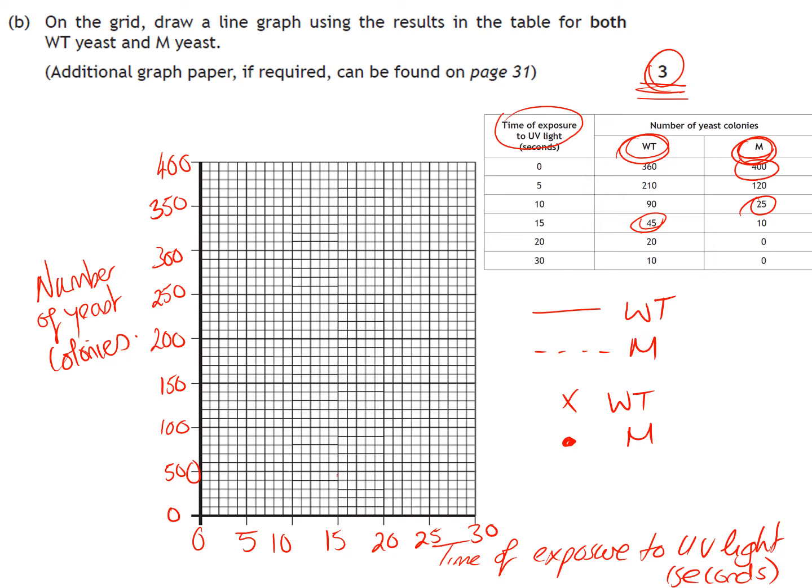So, well, your M1's going to be down here, isn't it? It's going to be 20 and 30. So when you've joined them up, at the end of that line or on that line, you're going to put M, so it's clear. Okay, so third mark is for the labelling on the lines.